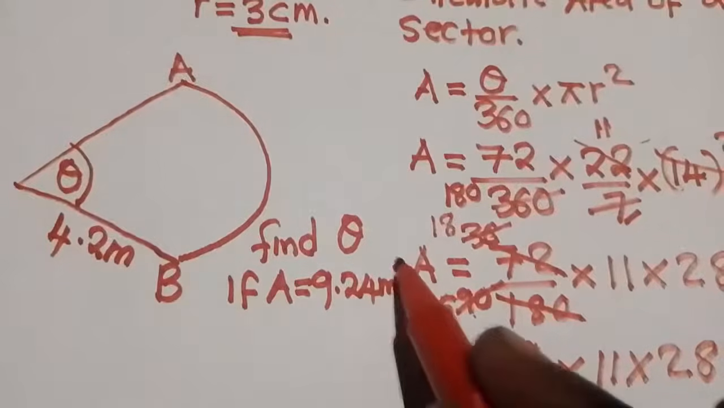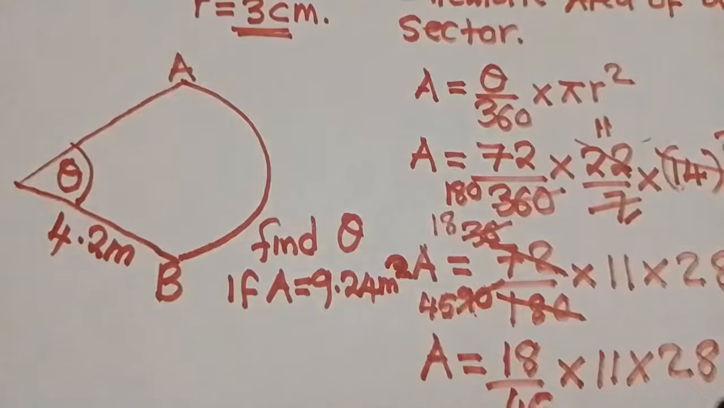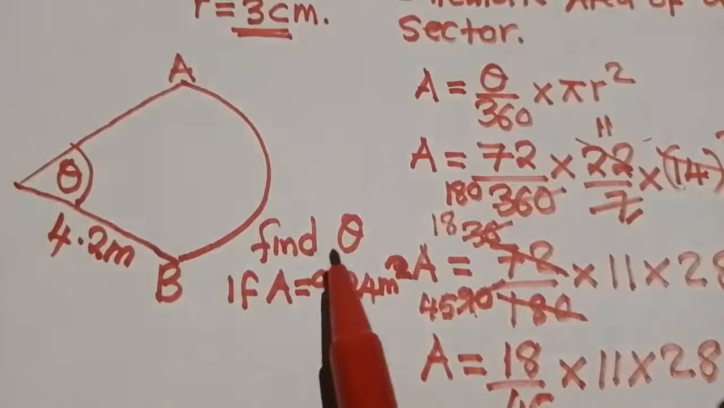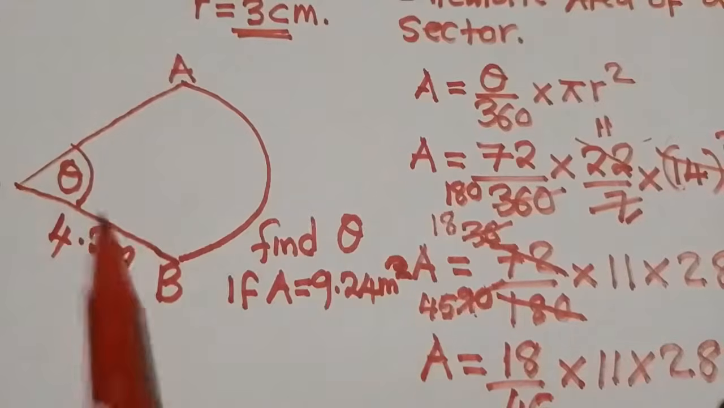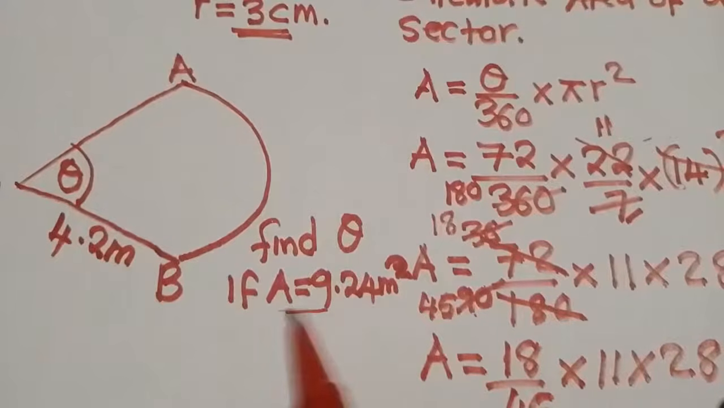So that is a square there, meter squared. Hope you are able to see this and understand. Find the theta. We want to calculate the theta if we are given the radius and the area. How can we calculate this?